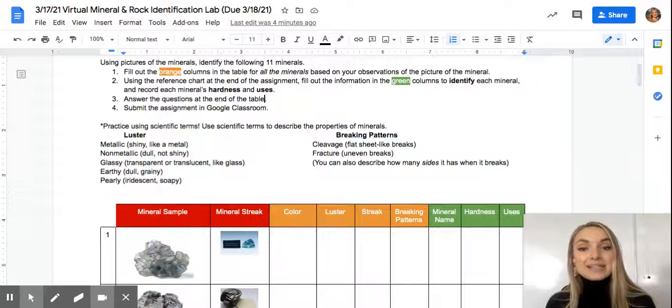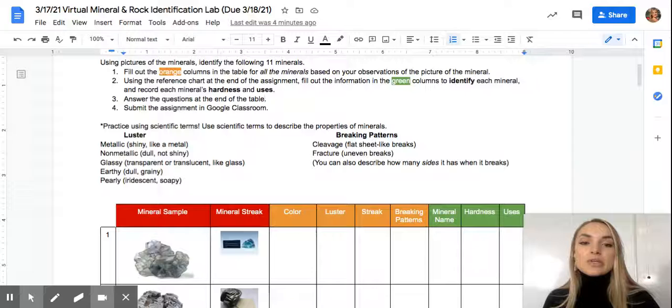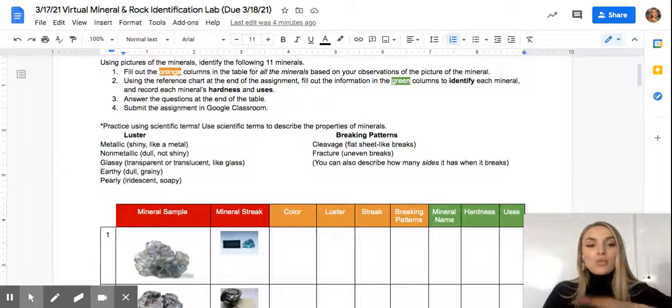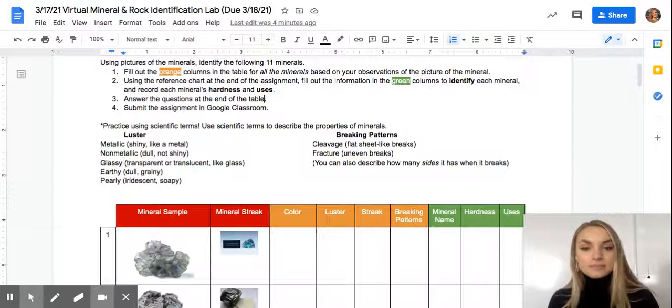If you see that it does exhibit cleavage, so that it breaks along flat edges, you can also, if you are able to see, describe how many sides it will break along. So does it just break along one? Will it flake off like a sheet? Or will it break evenly along 2 sides, 4 sides? You can describe that as well.